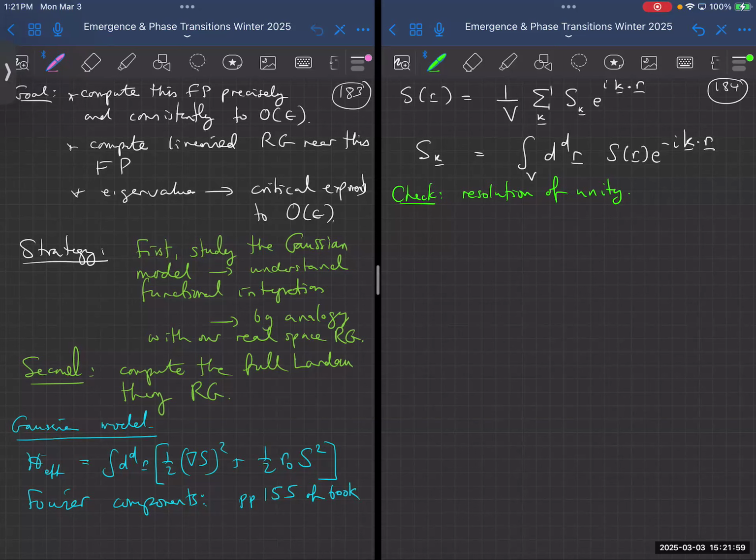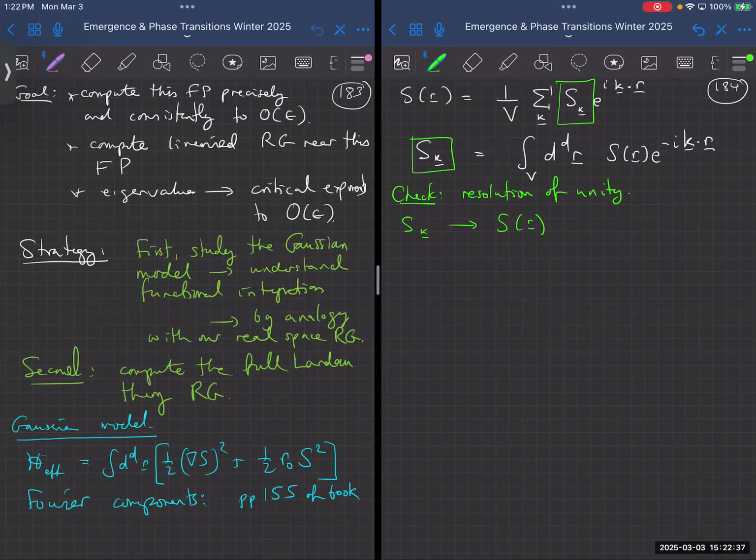So suppose I take my formula for S of K, and I plug that into my formula for S of R. Here I've got S of K, I'm going to put that into here, and then what I should get on the left-hand side is S of R, and on the right I should get S of R. But I'm not going to get S of R, I'm going to get a big mess. And that thing must be S of R. So let's just see how that works.